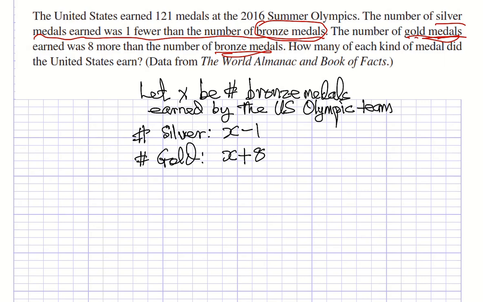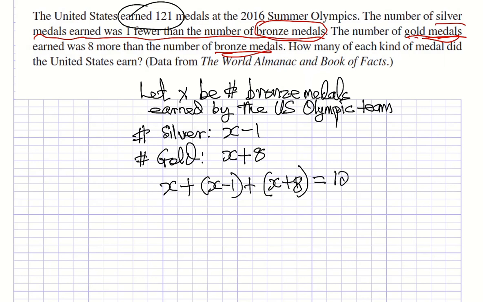See, once you get this stuff ironed out like that, you're ready to go. And then the total medals earned is 121. So what that means is x, the bronze. Silver is x minus 1. Gold is x plus 8. All that stuff equals 121. That's the equation you're looking for.